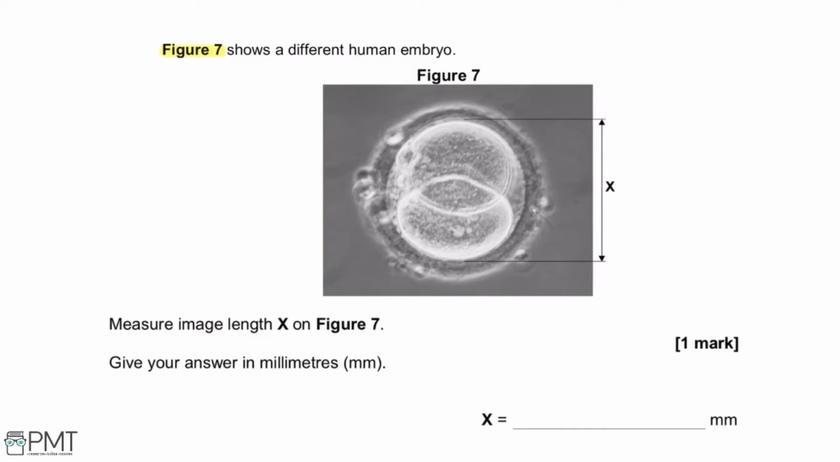Figure 7 shows a different human embryo. So the image is figure 7, and we can see that we have this label X, which is showing the length of the embryo. And it says, measure the image length X on figure 7. Give your answer in millimetres, and this question is worth 1 mark. So the image will have been printed a specific size on your exam paper, and when you measure it, you get an answer of 40 millimetres.